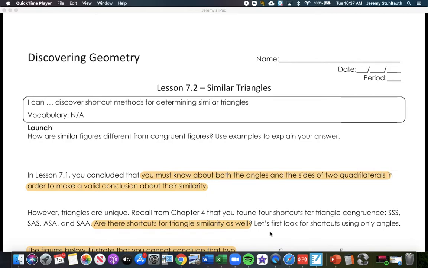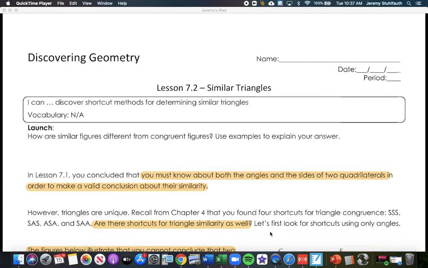In the previous lesson, we looked at the concept of similar and what it means in terms of polygons and circles. So in this lesson, we're going to take a look at similar triangles, what makes them similar, and how we can tell if they are similar.